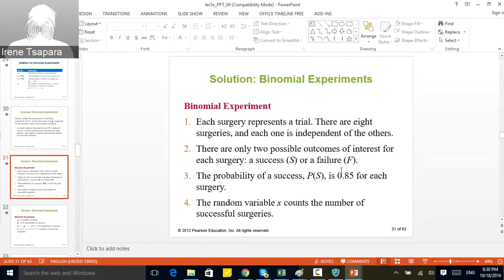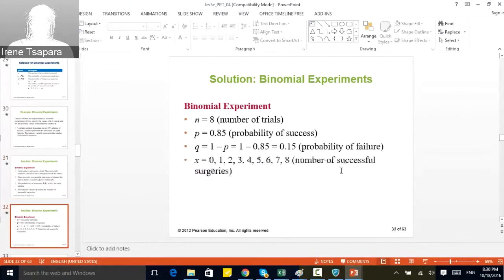Okay, so you have 8 surgeries. So the n in this case is 8 because your trials are 8. The probability for success is 0.85 for each one of the trials. If you want to look at the distribution, you have anywhere from 0 to 8. These are the number of successful surgeries that the surgeon can do. The probability is 0.85, n is equal to 8, and the probability for failure is 0.15. So this is what describes your experiment.